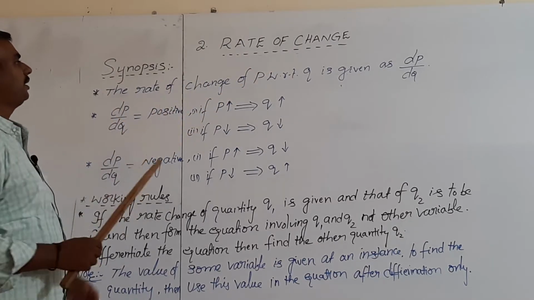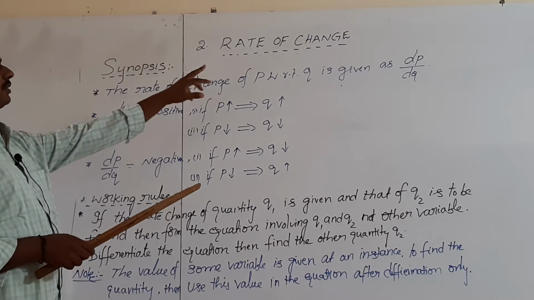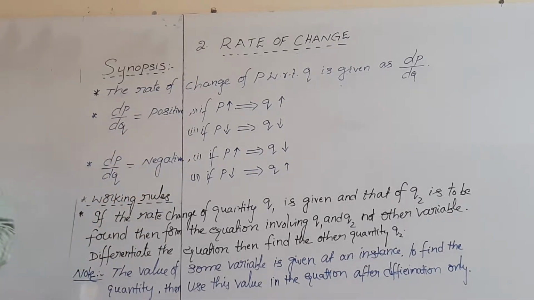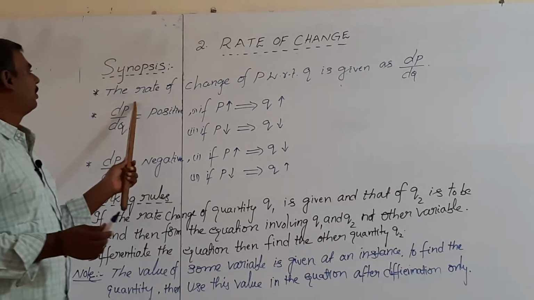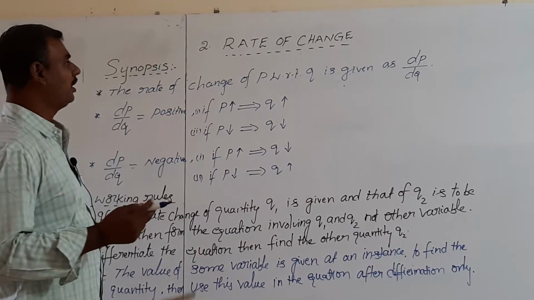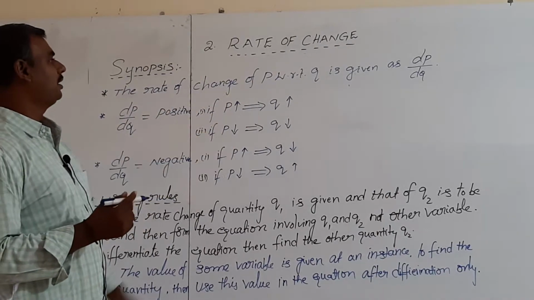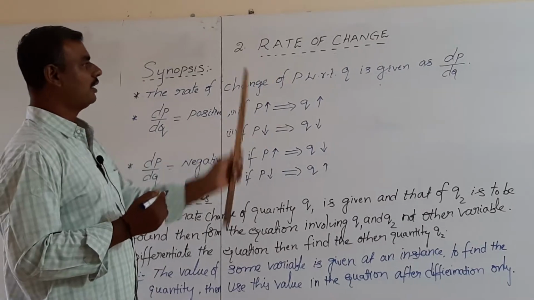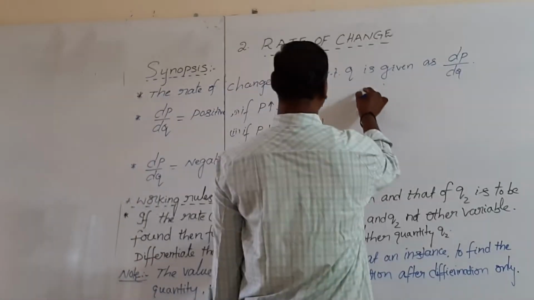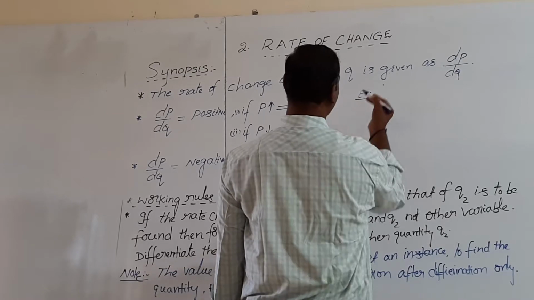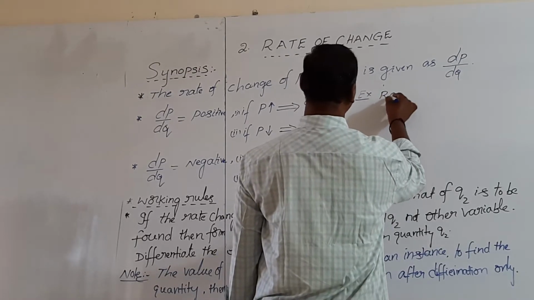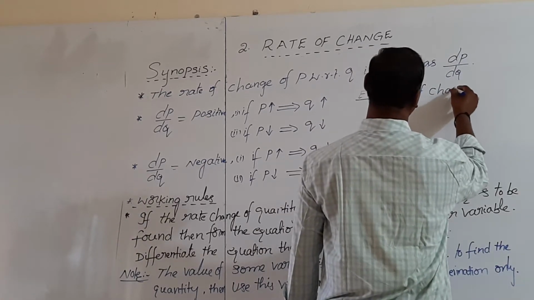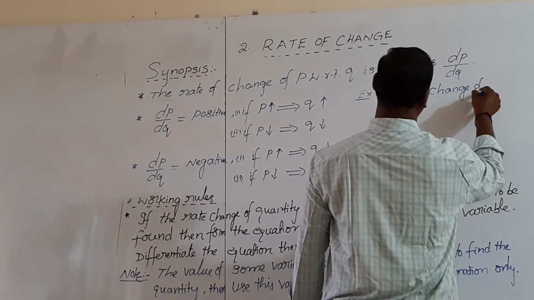The rate of change of P with respect to Q is given as dP by dQ. So what is the meaning of dP by dQ? It means the rate of change of P with respect to Q. For example, we see the example here: rate of change of area.